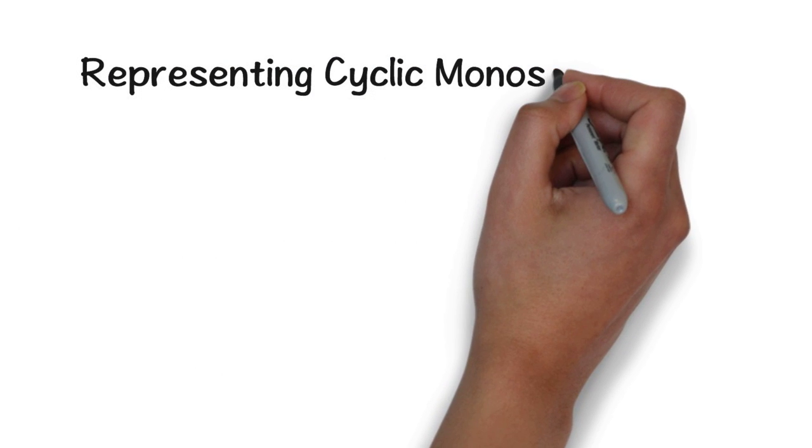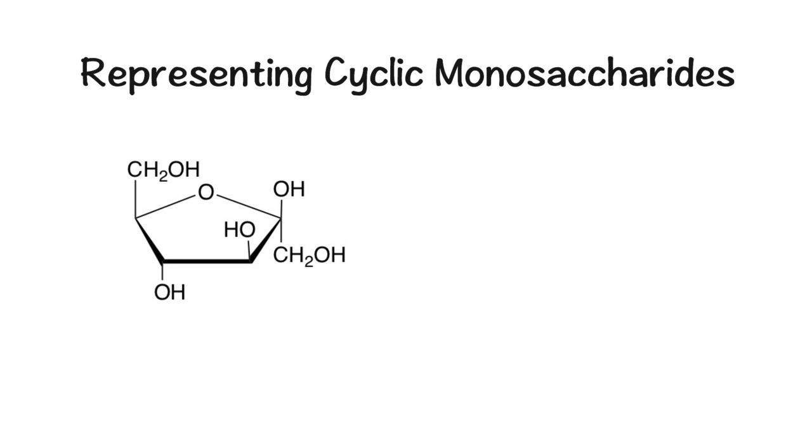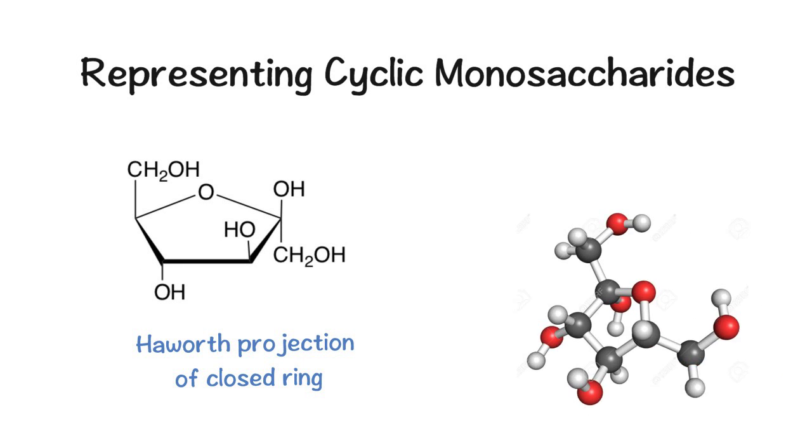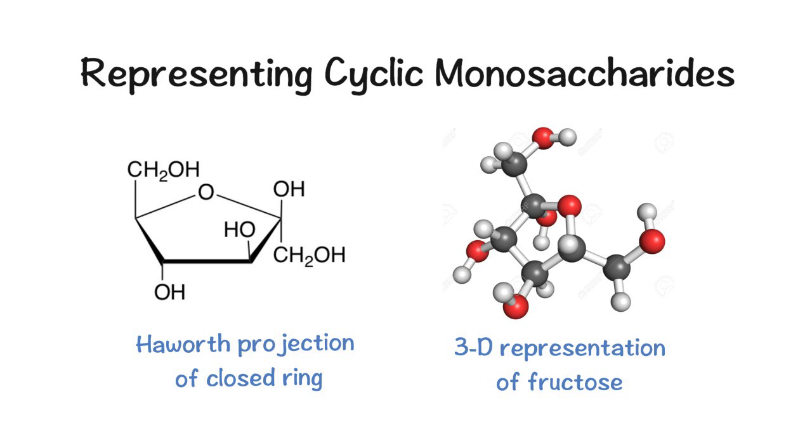Haworth projections are useful for drawing and representing cyclic monosaccharides in 2 dimensions, but it is important to remember that the rings are actually not flat in 3 dimensions. This 3-dimensional structure illustrates the non-planar structure of cyclic monosaccharides.